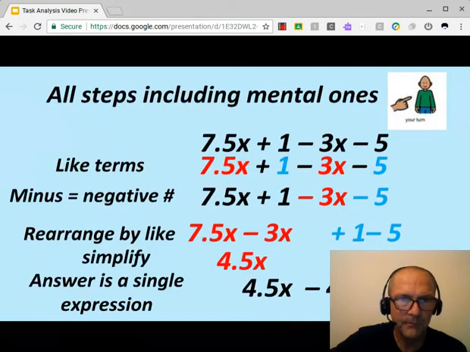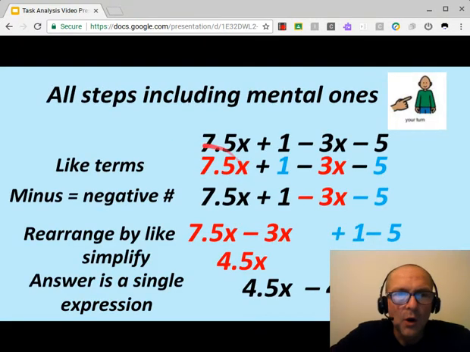Okay, the first step would be to identify what we mean by like terms: the 2 in red and the 2 in blue. Notice the signs in front, the minus in front of the 3x and the minus in front of the 5. That's another step that's actually separate.